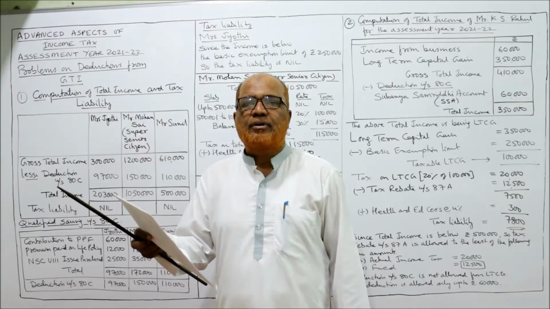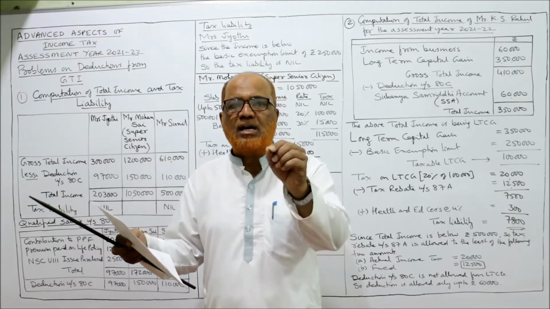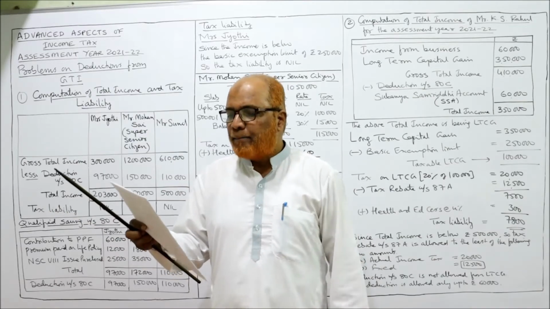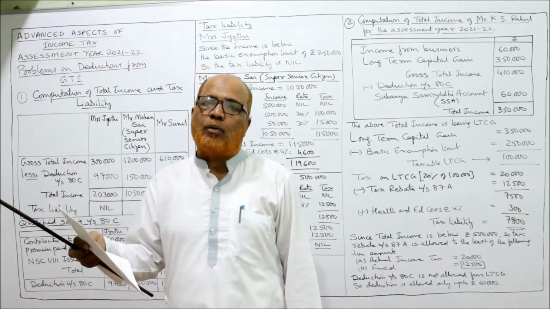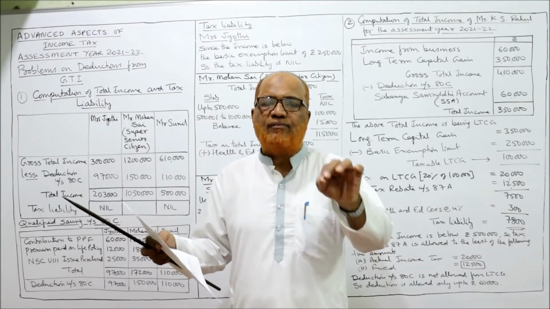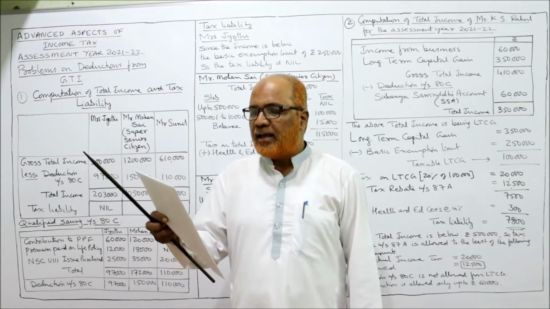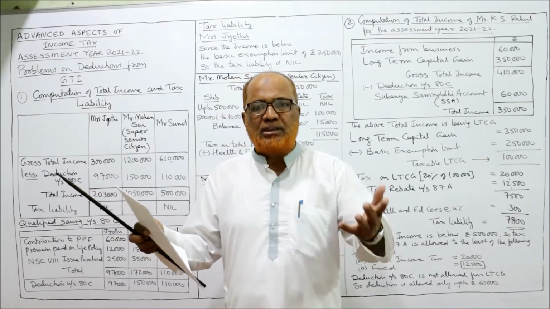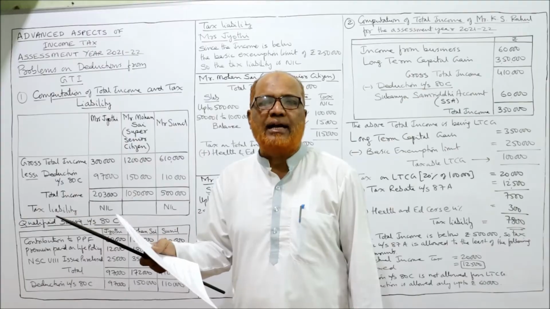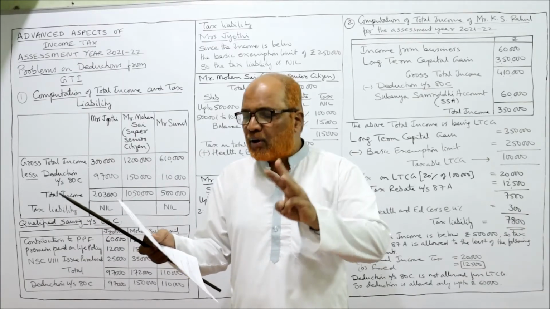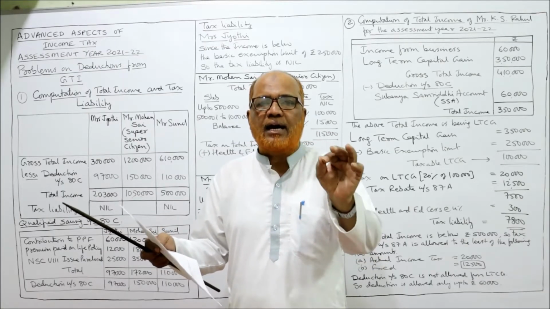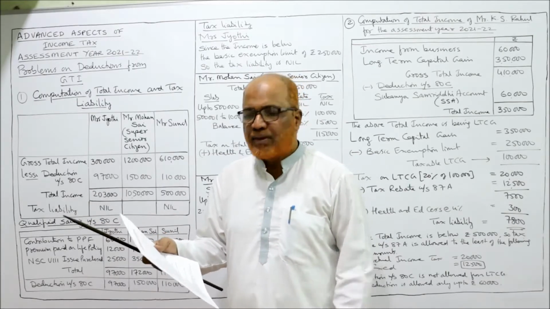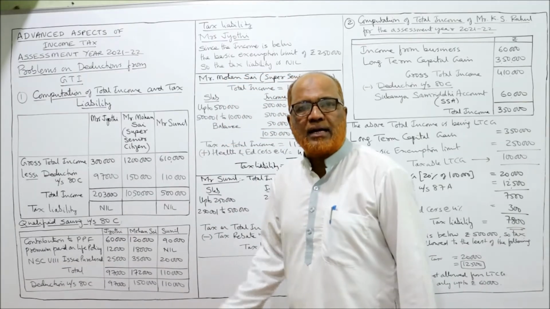Contribution to PPF, the Public Provident Fund, is a qualified saving for deduction under section 80C, and premium paid on life policy will also qualify for deduction under section 80C, and NSC, National Savings Certificate 8th issue purchase, will also qualify for deduction under section 80C. So 3 amounts are given and all 3 are deductions available under section 80C, qualified savings. Now, we are required to find out the total income and tax liability.